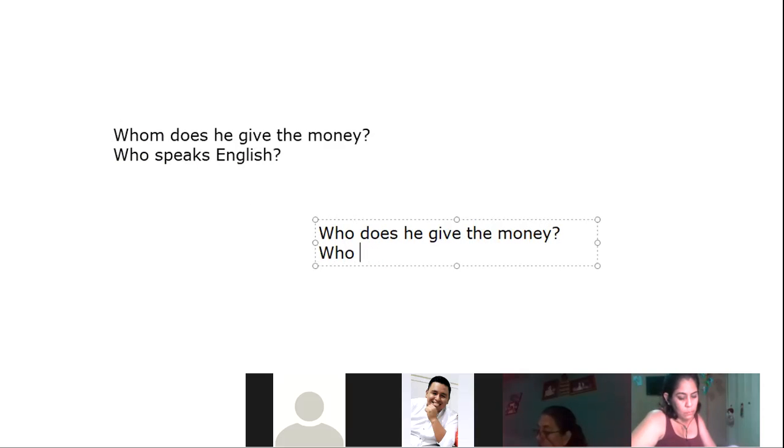Vamos a poner otra oración. Who eats hamburgers? ¿Quién le gusta comer hamburguesa? Who eats hamburgers? ¿Ok? Aquí, por ejemplo, no podemos poner whom. Whom eats hamburgers? No. Incorrect. En cambio que acá, cuando el who es un objeto, podemos poner o who o whom.